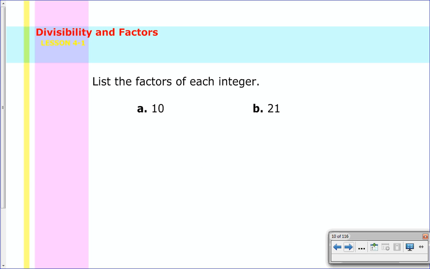So here we have to list the factors for A, which is 10, and B, which is 21. I want you to do this one. So do both A and B, and when you're all done, come back and see if you have it right. Again, list every factor. So go ahead, pause me now.